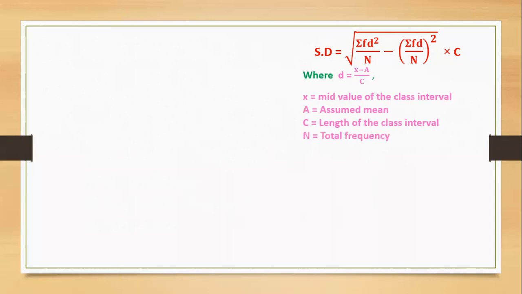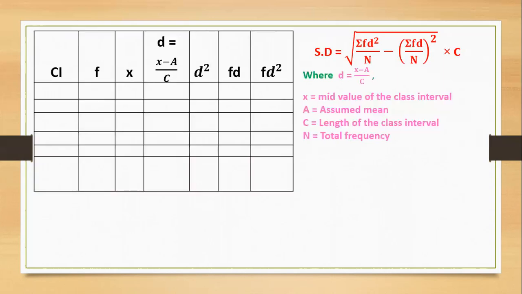First, we create the tabular column. What we need: class interval, frequency are given, x we have to calculate. X is the mid value of the class interval. We add the upper class limit and lower class limit and divide by 2. And d equal to x minus a by c, then d square, and we need f d and f into d square.